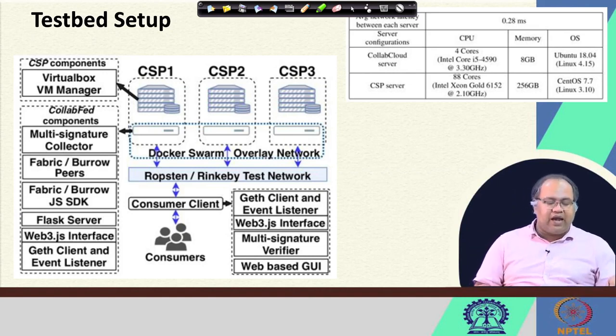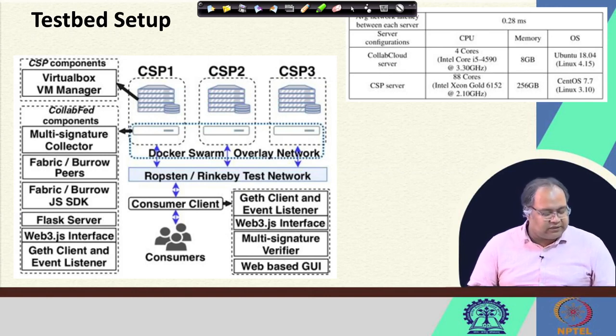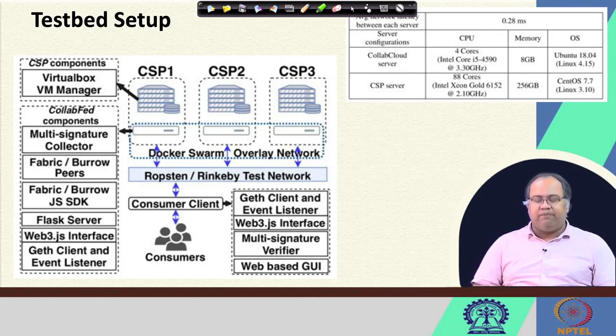At the CSP side, we have a VirtualBox VM manager through which the VM request will be satisfied. Then we have the different components of this CollabFed architecture, like the multi-signature collector, the Fabric and Burrow peers, the Fabric and Burrow JS SDK, the Flux server, the Web3.js interface, and the JIT client and event listener. These independent components have been implemented.